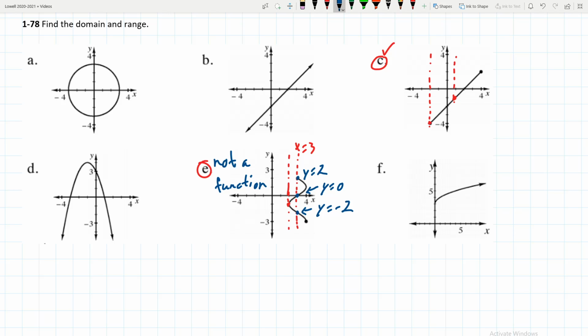You could follow the same argument for all the other ones, and you should see that this one is also not a function. Alrighty, so I'm going to clean this up because that's not actually what the question is asking, but I just wanted to take a quick second and review what is a function and what is not.